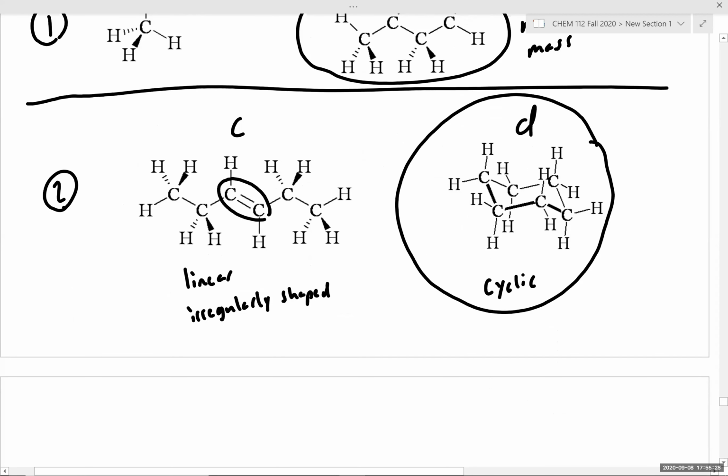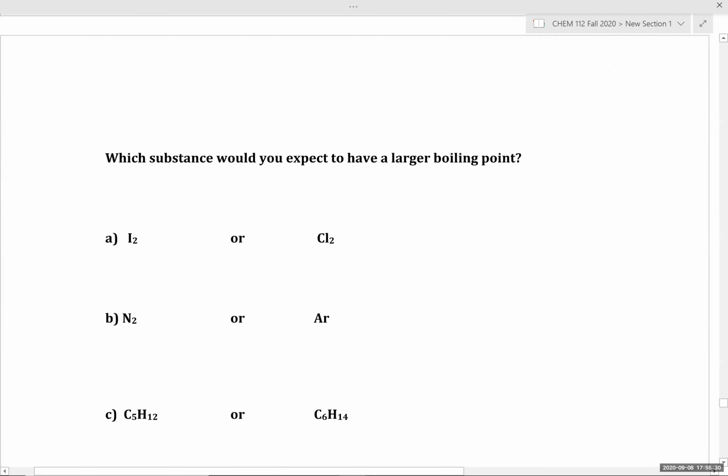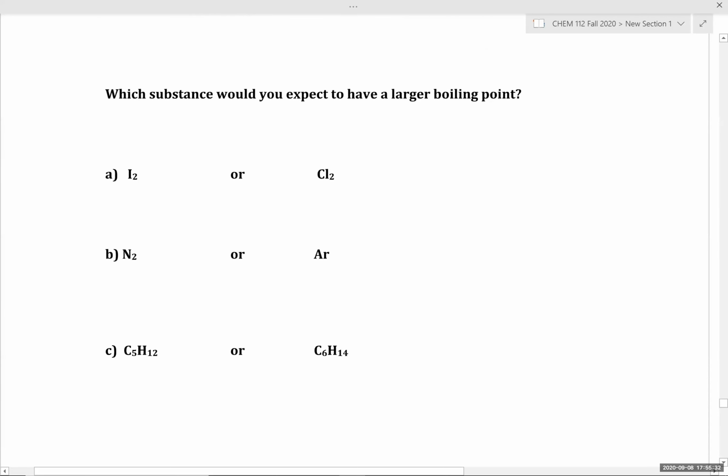Okay, let's look at a few other examples. So let's look at these next three examples, and I'd like you to tell me which substance you would expect to have a larger boiling point? I'd like you to tackle these three examples, and then we'll discuss them in about 3 to 4 minutes. So let's try to get some responses in the chat.